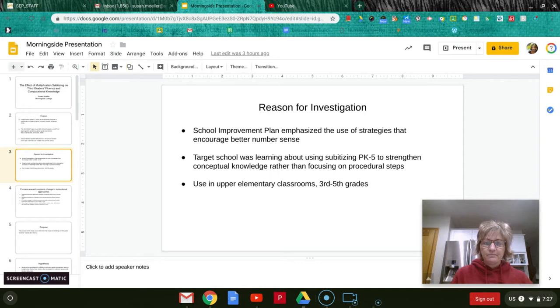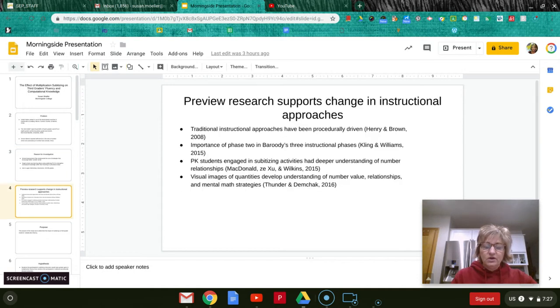I chose to research subitizing because the school in which I work was focusing on mathematical strategies that would encourage deeper conceptual knowledge. Some primary teachers had already begun to use subitizing, but there was some reluctance with the intermediate teachers. Therefore, this practitioner wanted to learn more about the benefit of subitizing in grades 3 through 5.